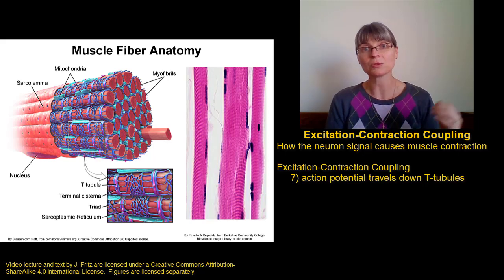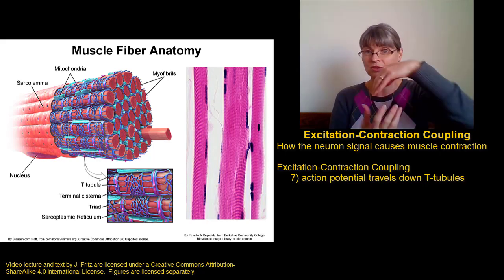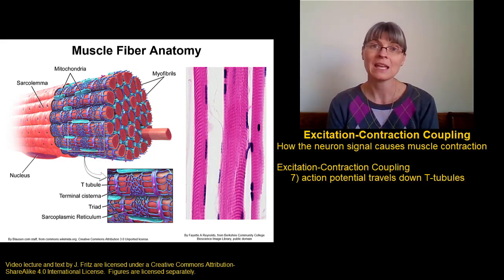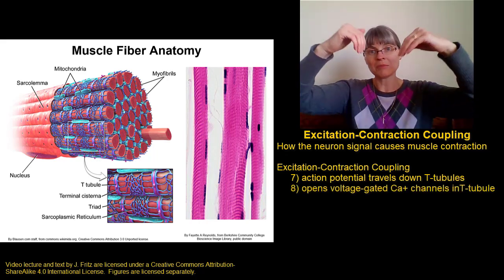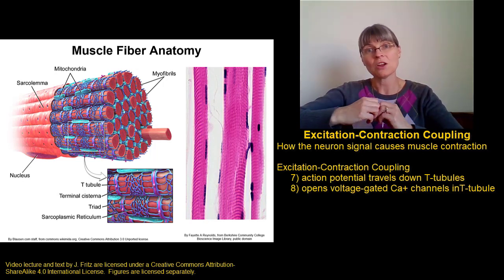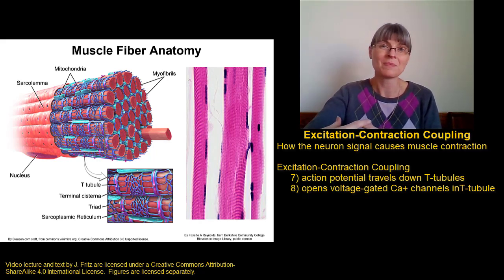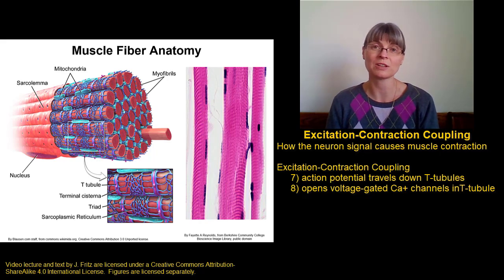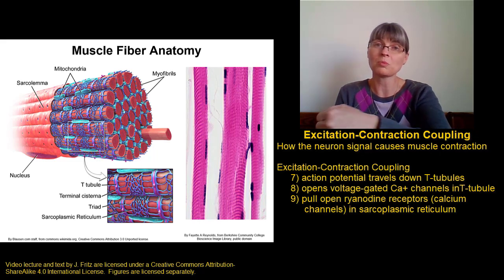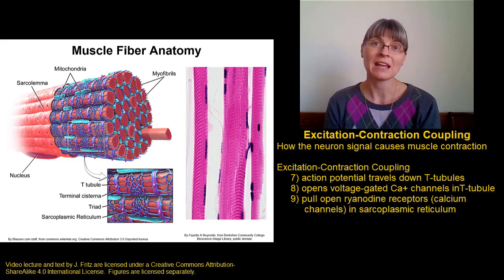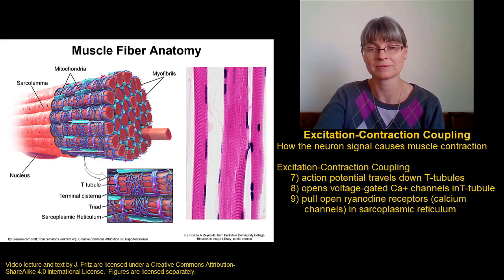So remember that the T-tubules were these infoldings of the membrane that reach deep down into each muscle fiber. And these T-tubules are associated with the sarcoplasmic reticulum. The T-tubule contains voltage-gated calcium channels, and as this change in membrane potential goes down the T-tubule, it opens the voltage-gated calcium channels. When the voltage-gated calcium channels open, they're attached to some calcium channels in the sarcoplasmic reticulum called the ryanodine receptors. And when the voltage-gated calcium channels open, they pull the ryanodine receptors open, and that opens calcium channels in the sarcoplasmic reticulum, where all the calcium is being stored.